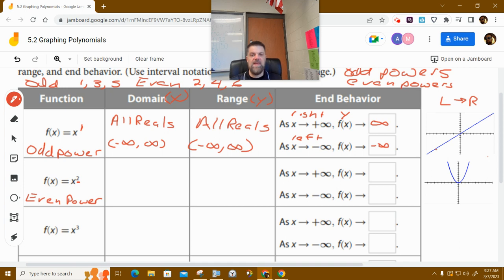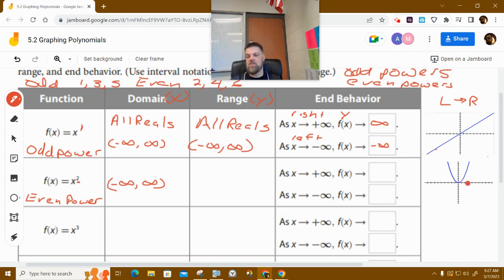Now for the domain, it says what values can I plug in for x? Well, there are no restrictions for x, so it still goes from negative infinity to positive infinity in the x direction. Okay.